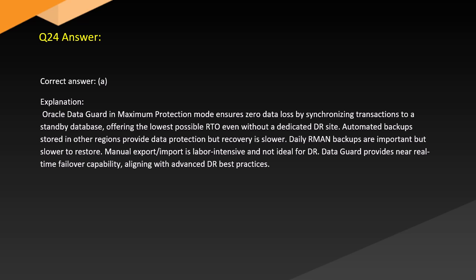Answer. Correct answer: A. Explanation. Oracle Data Guard in maximum protection mode ensures zero data loss by synchronizing transactions to a standby database, offering the lowest possible RTO even without a dedicated DR site. Automated backups stored in other regions provide data protection, but recovery is slower. Daily RMAN backups are important but slow to restore. Manual export-import is labor-intensive and not ideal for DR. Data Guard provides near real-time failover capability, aligning with advanced DR best practices.